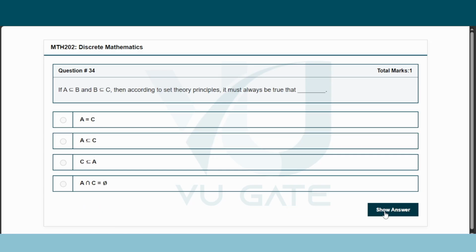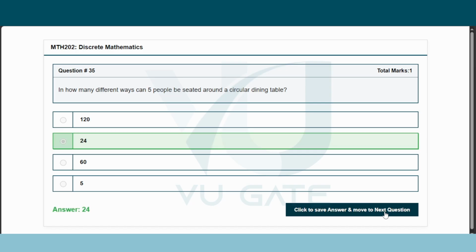Question number 34. If A is a subset of B and B is a subset of C, then according to set theory principles, it must always be true that blank. The correct answer is A is a subset of C. Question number 35. In how many different ways can 5 people be seated around a circular dining table? The correct answer is 24.